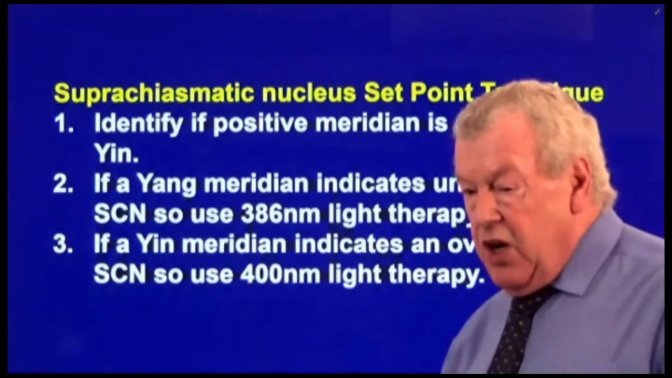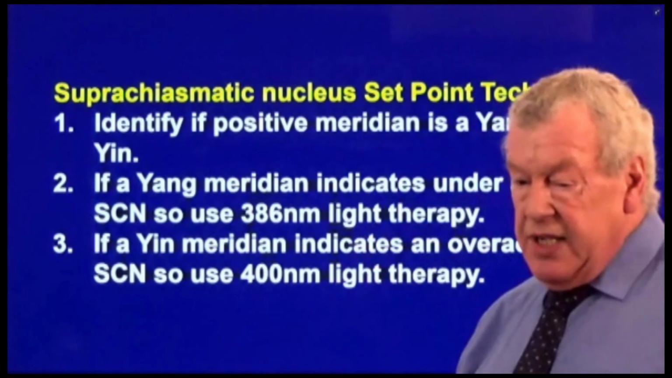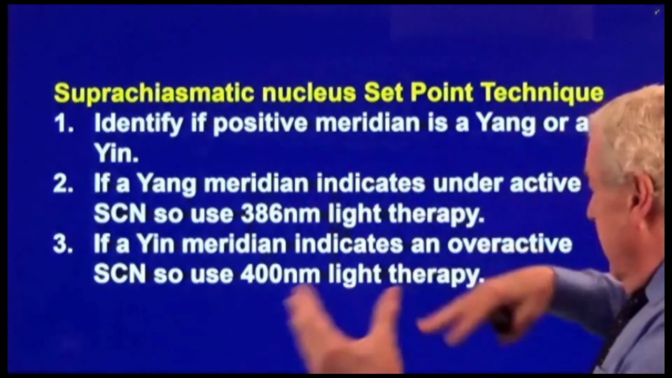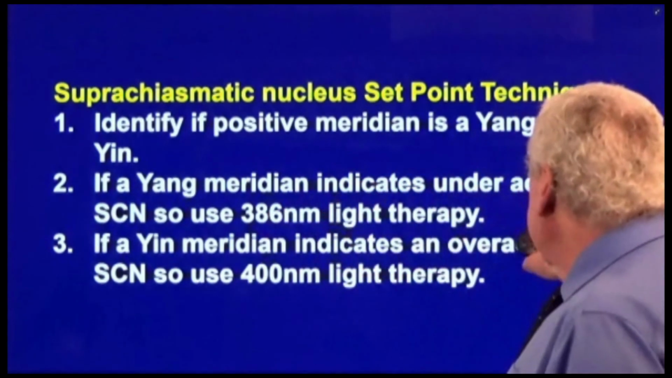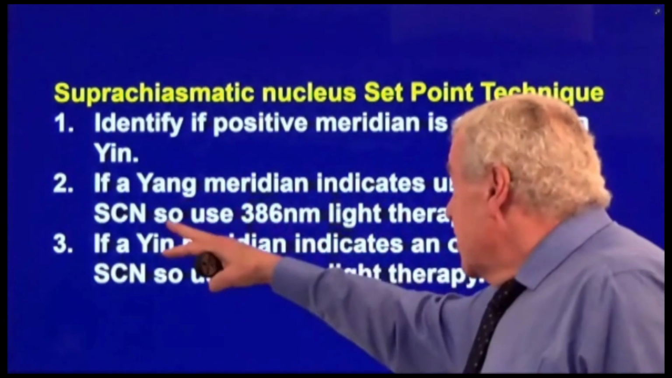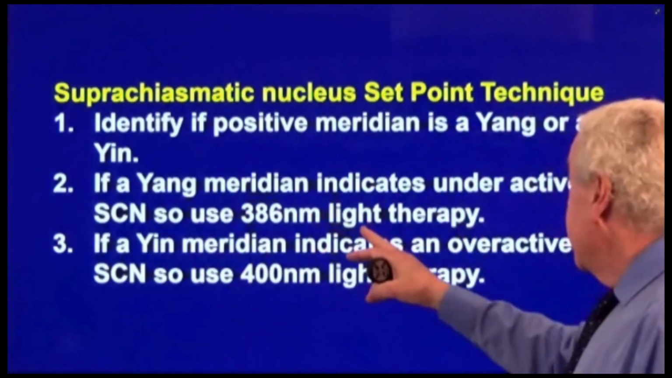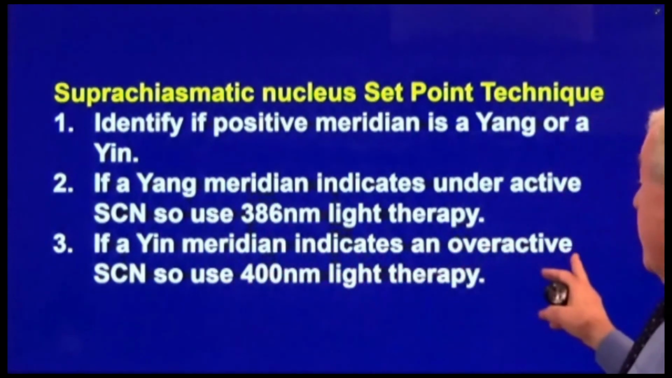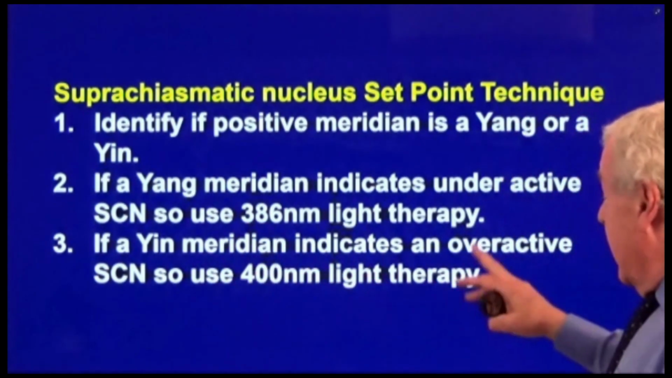This is the body clock nucleus set point techniques. So we've got two techniques that we can use. Firstly, identify if the positive meridian with a person is yin or yang. If it's a yang meridian, it indicates an underactive suprachiasmatic nucleus. So use the 386 nanometer light for therapy. If the yin meridian indicates an overactive suprachiasmatic nucleus, so use 400 nanometer light therapy.